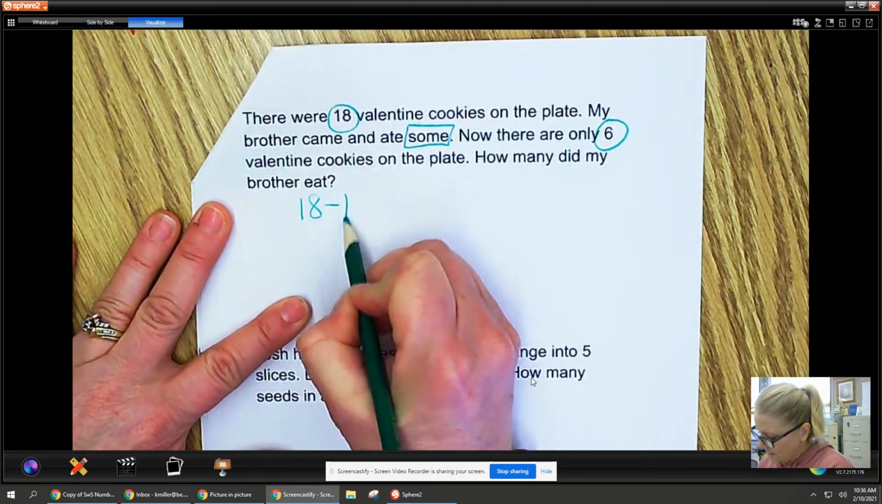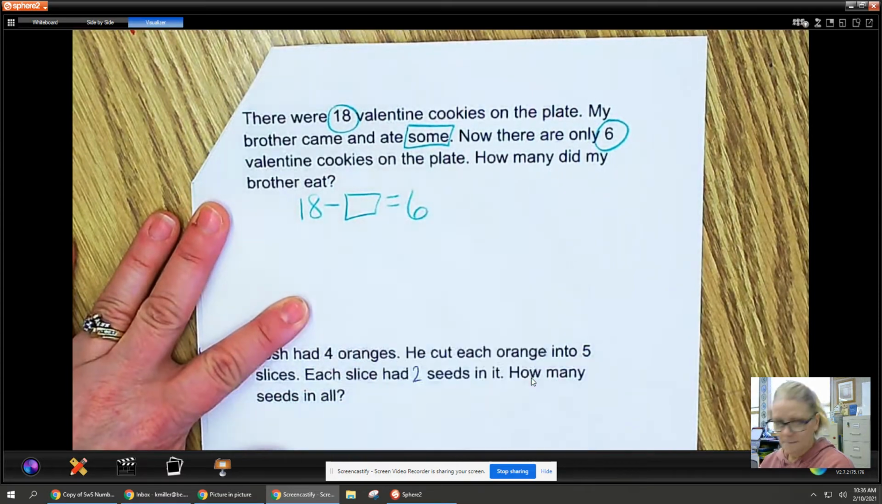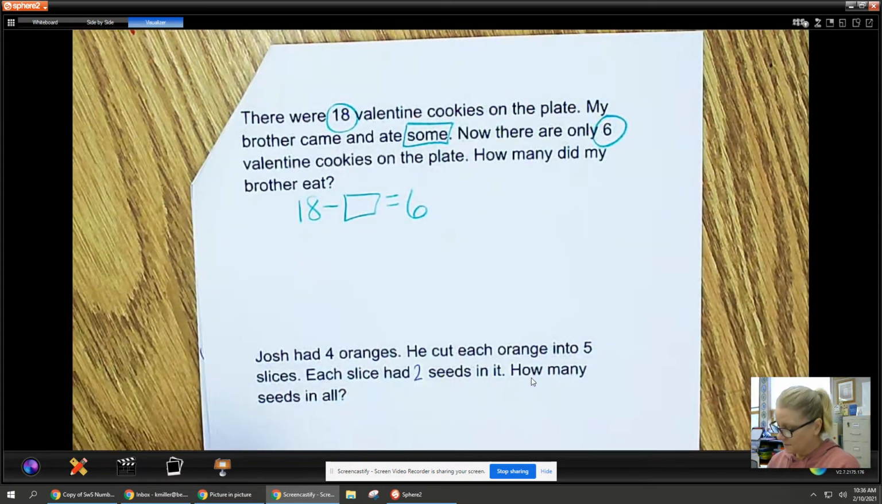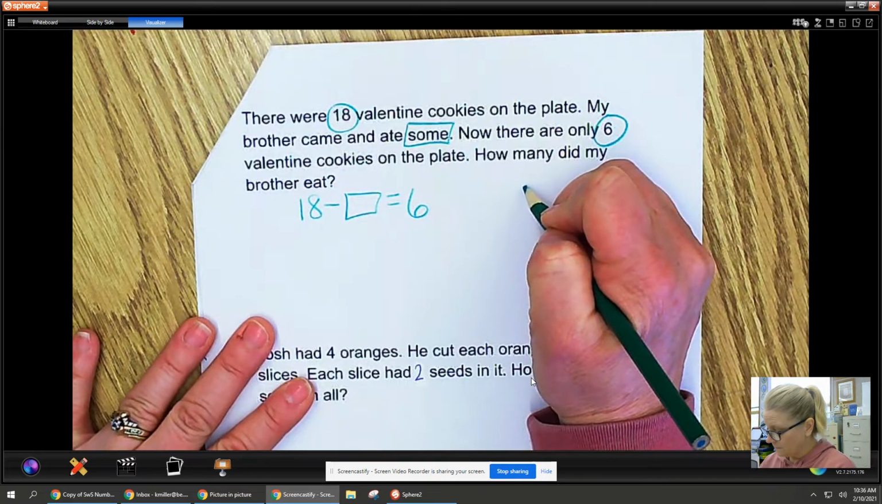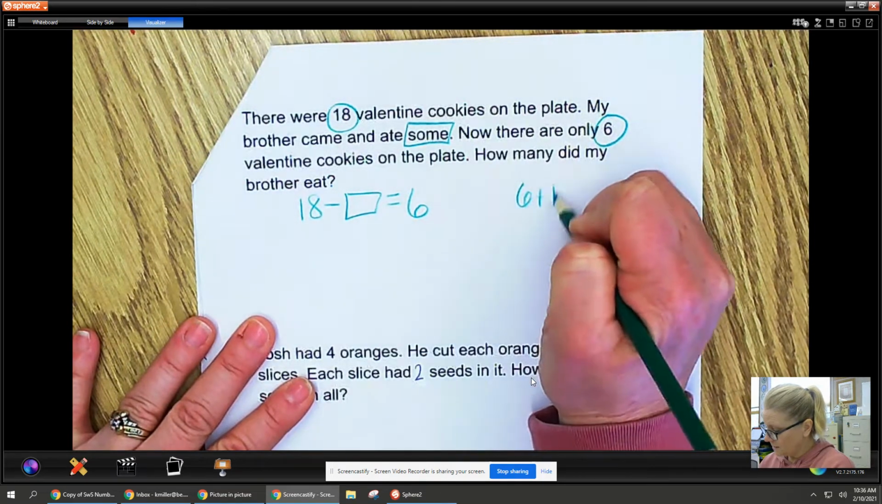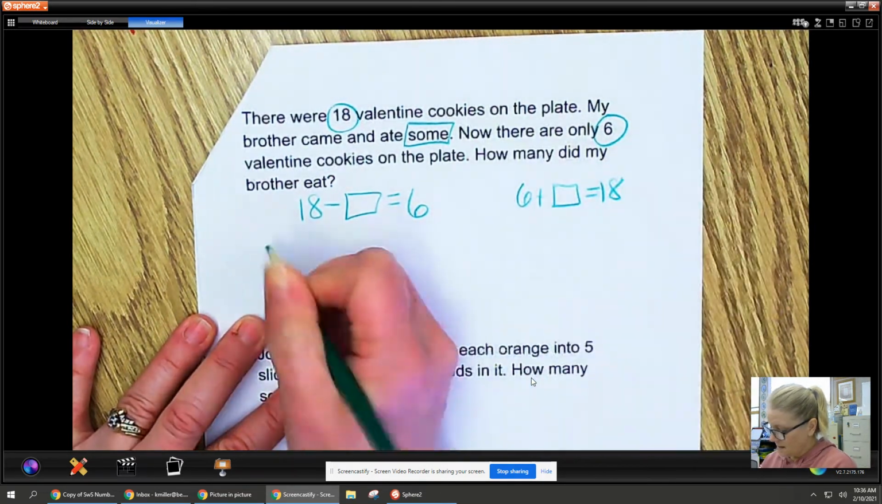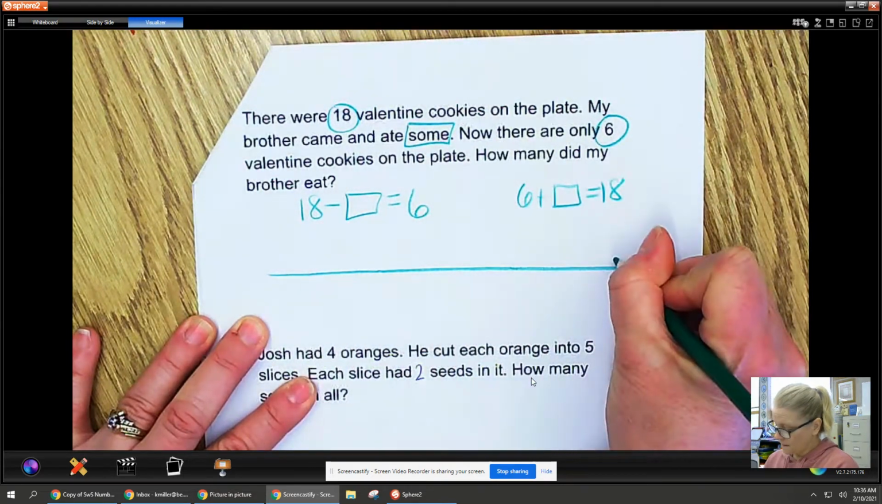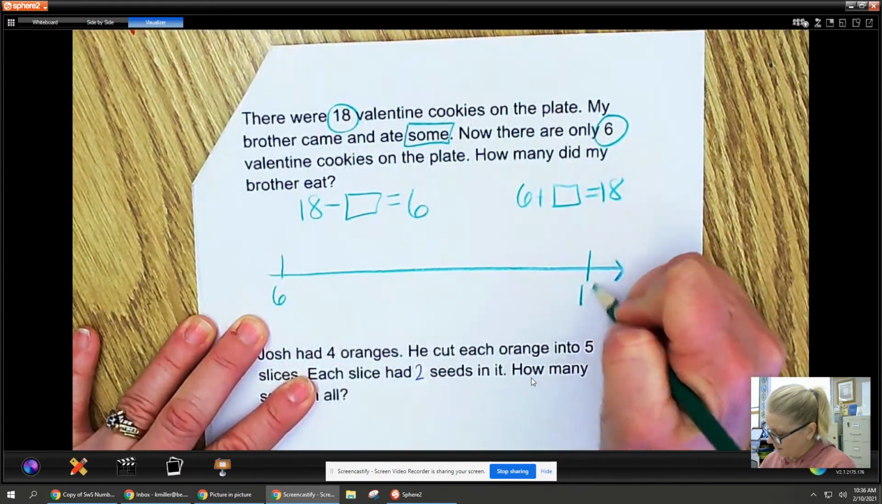18 minus box equals 6. So again, taking that strategy, flipping it around, let's make that into an addition problem. 6 plus box equals 18. Number line, starting at 6, we need to get to 18.